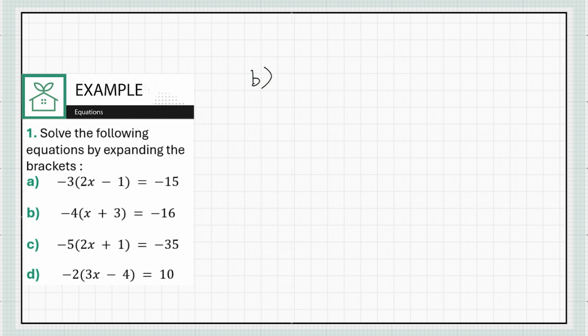Alright, let's look at B. So for B we have minus 4 bracket x plus 3 is equal to negative 16. So negative 4 times x is minus 4x, and then minus 4 times positive 3 is going to be minus 12, which is equal to negative 16.